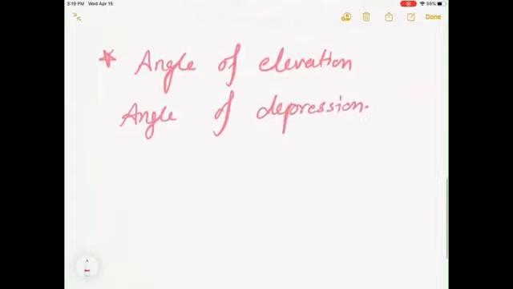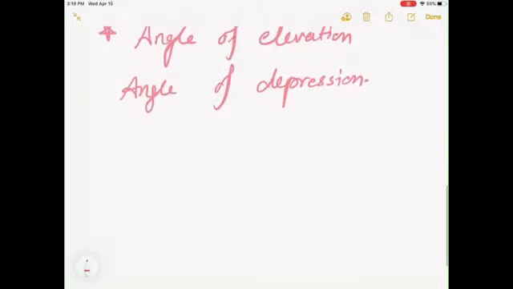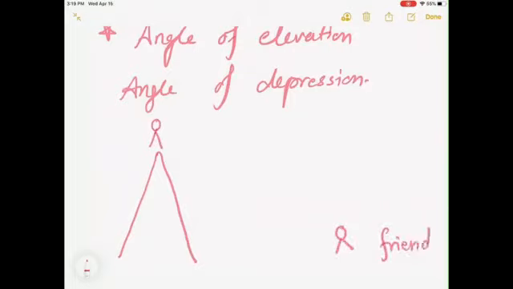In order to understand this, let me show you something. Let's just say there's a big mountain here. I don't want to make it spiky. Anyways, just pretend this is a big mountain here, and you are standing up here, and your friend is standing down here. So this is your friend and you're up there. This is you, and this is your friend.